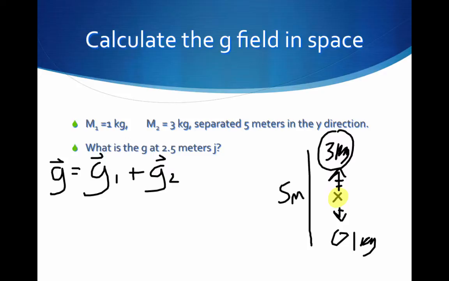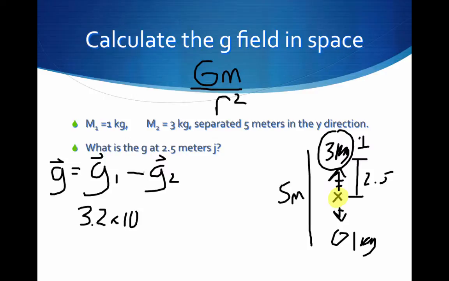So going back to our equation, the gravitational field strength is just GM over r squared. You use the gravity constant, use 3 for your mass, and a distance of 2.5 squared, and then do that again for the 1 kilogram mass. The gravitational field strength from the 3 kilogram mass is upwards, so I'm going to leave that positive, and the gravitational field strength from the 1 kilogram mass is negative, since it's downwards. So crunching your numbers, this is what you should get.